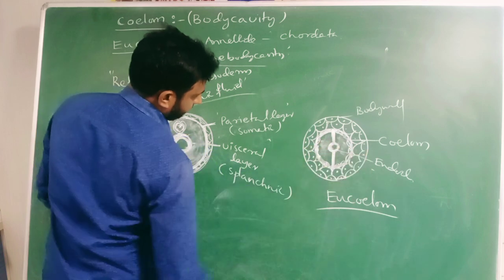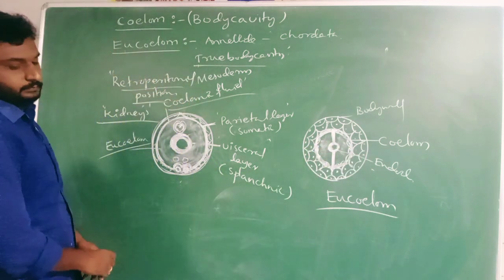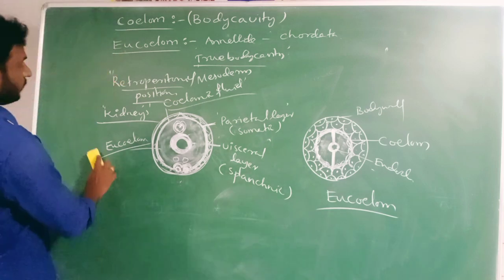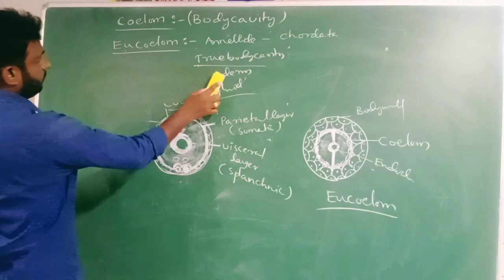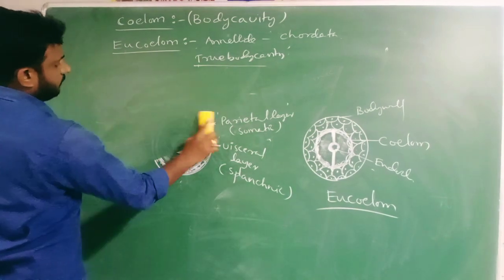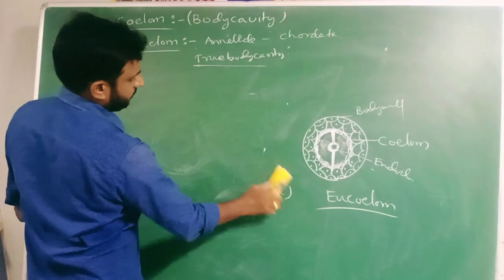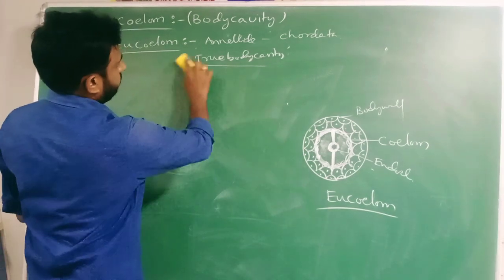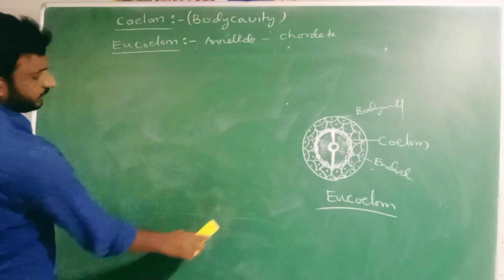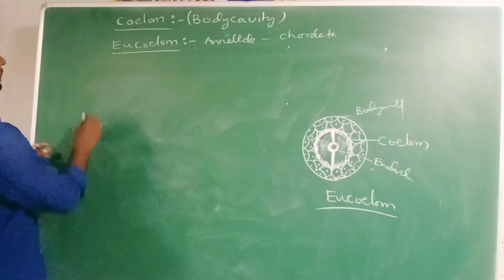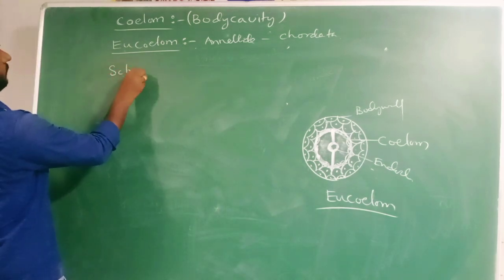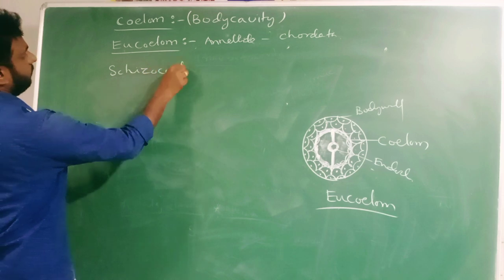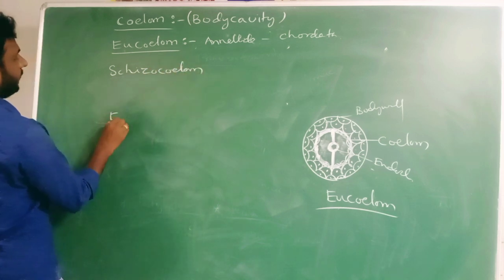True body cavity, eucoelom. Then again, eucoelomates are of two types based on the formation. Eucoelom is of two types, called schizocoelom and enterocoelom.